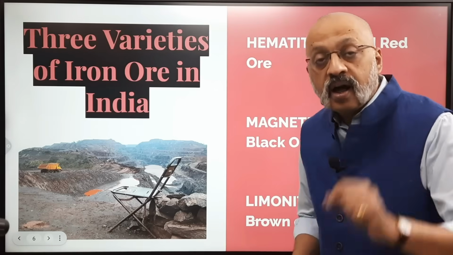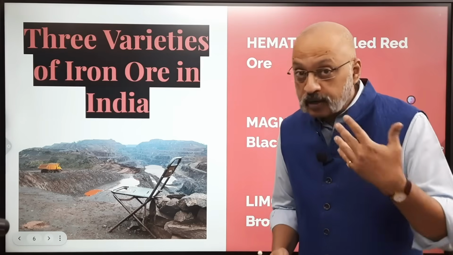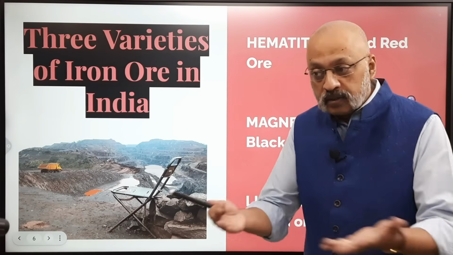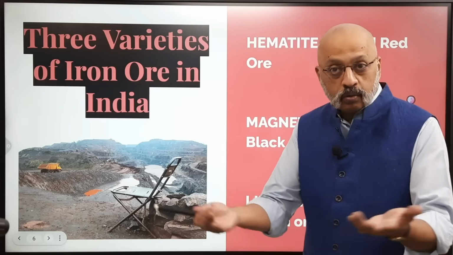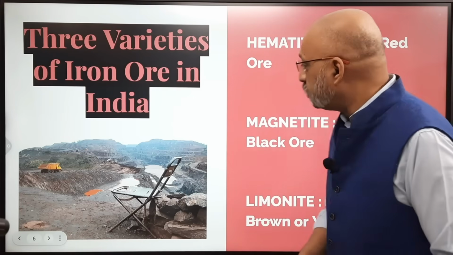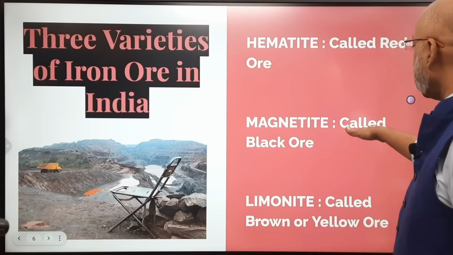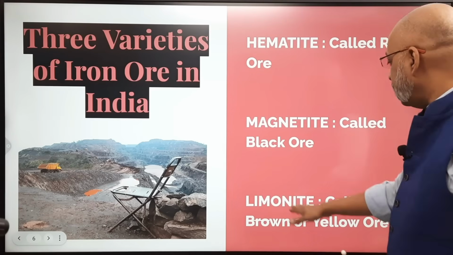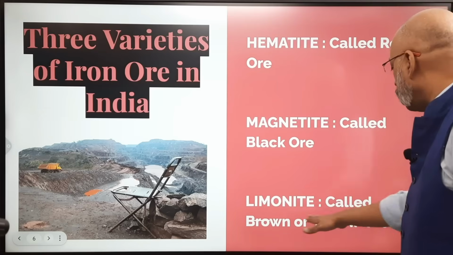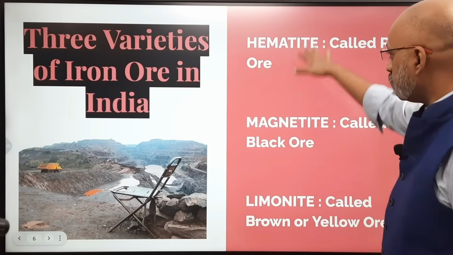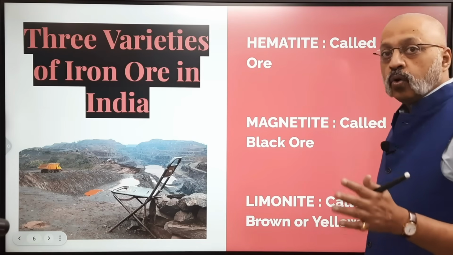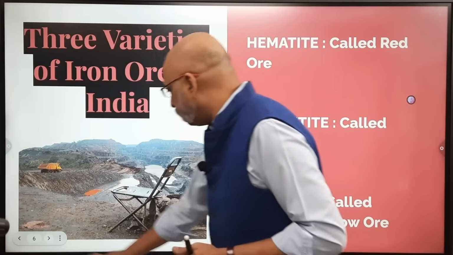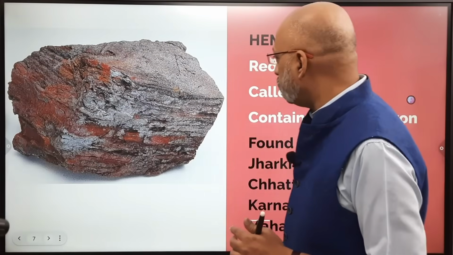Bellary in Karnataka largely has hematite, which is why I said my shirt turned red, because the color of the iron ore is largely red. Then there is magnetite, called black ore, and then there is limonite, called brown or yellow ore. Okay, so these are the three varieties of iron ore which are found in India. Let's get into more details about them.